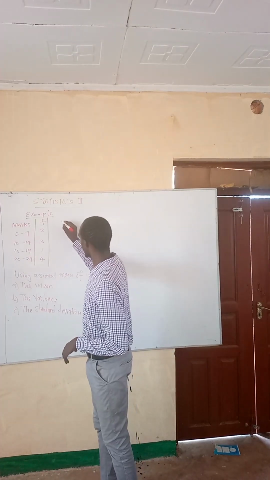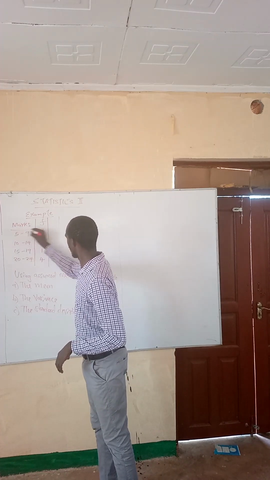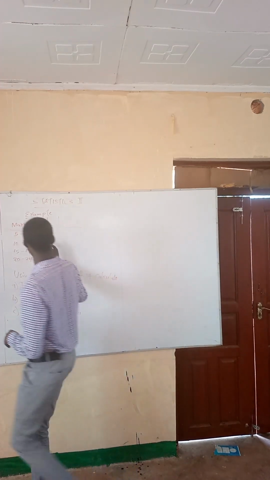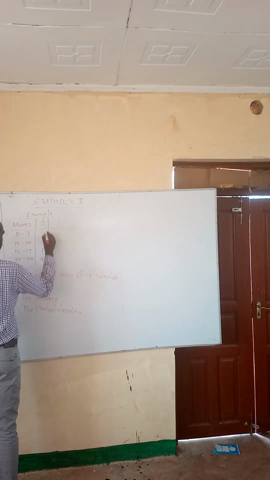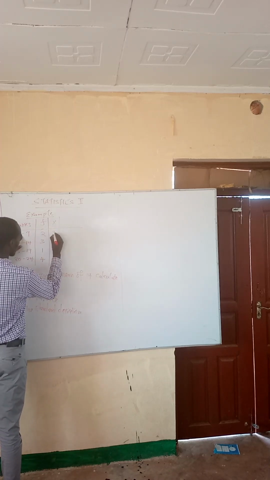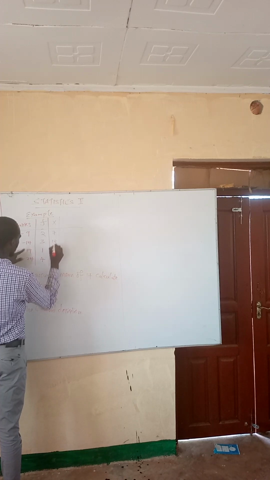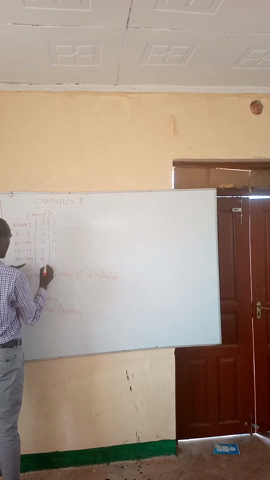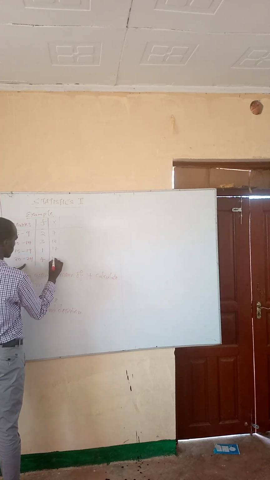Now, in this case, we are going to introduce the column of x. X in this case, here we have 7, here we have 12, here we have 17, and here we have 22.